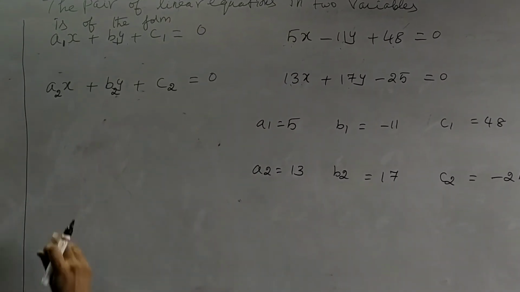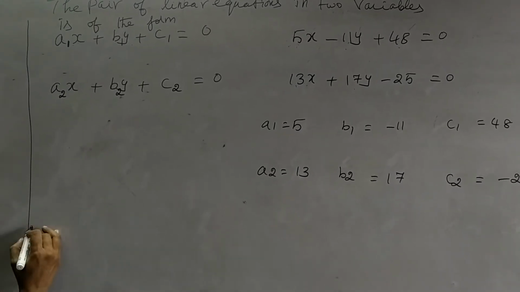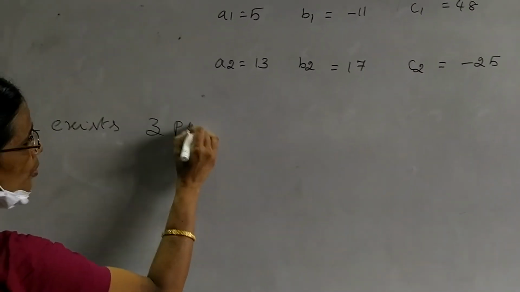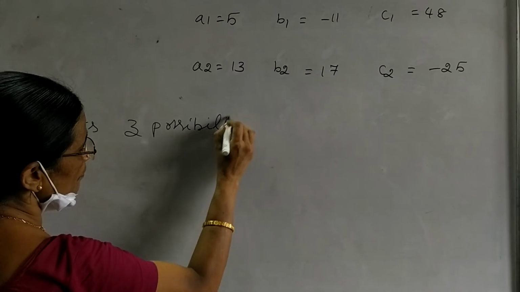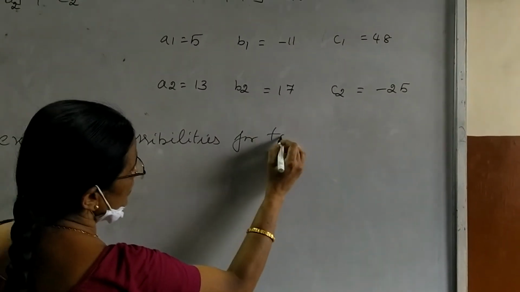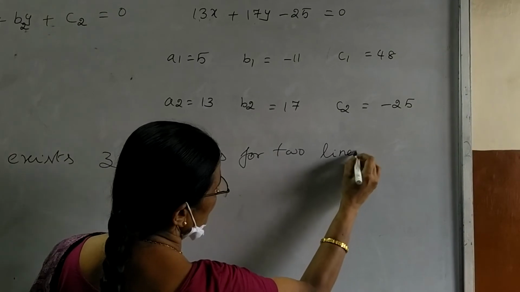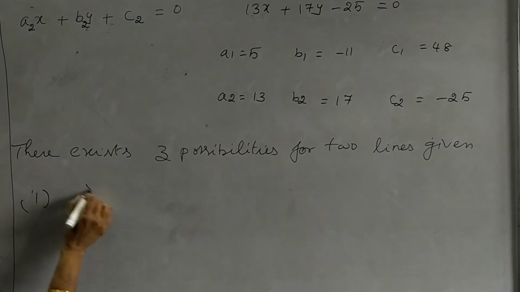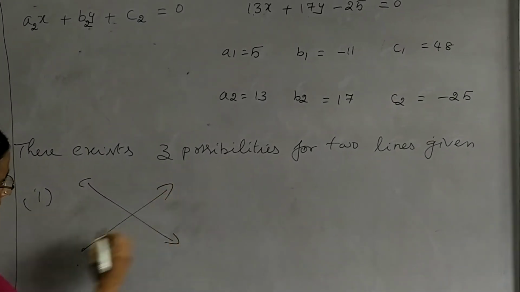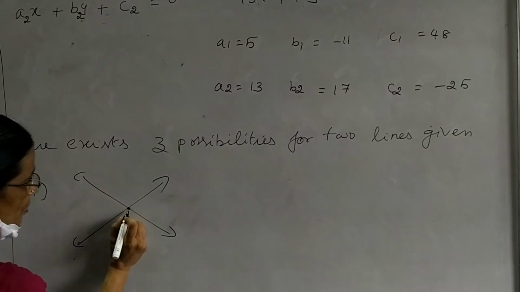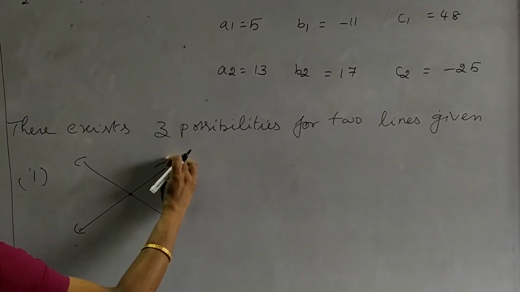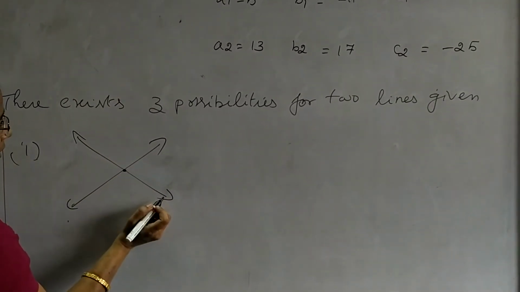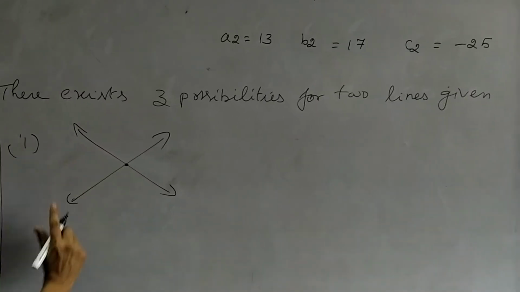When 2 lines are given, we have studied there exist 3 cases. So I write that there exist 3 possibilities for 2 lines given. What are the 3 cases we have studied? The first one is the lines may intersect like this, at one point. This is the point of intersection. If I represent this as the first equation and this as the second equation, because they are linear equations, the graph represents a straight line. The straight lines will intersect at a point.